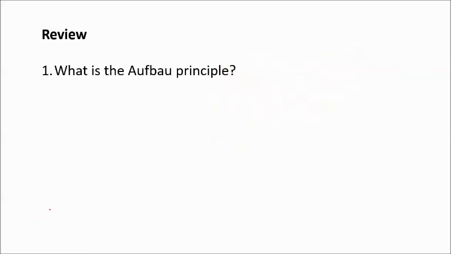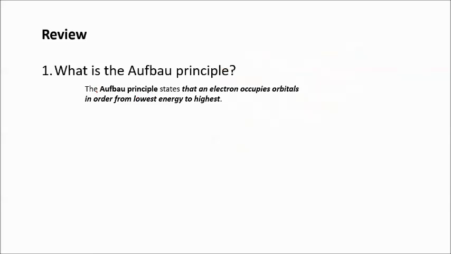So what is this Aufbau principle? So again, this principle states that an electron occupies orbitals in order from lowest energy to highest. Meaning, the lowest energy gets filled with electrons first. Say, in the subshells, the lowest energy subshell is 1s.